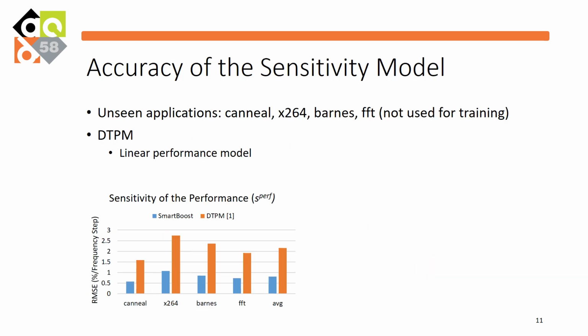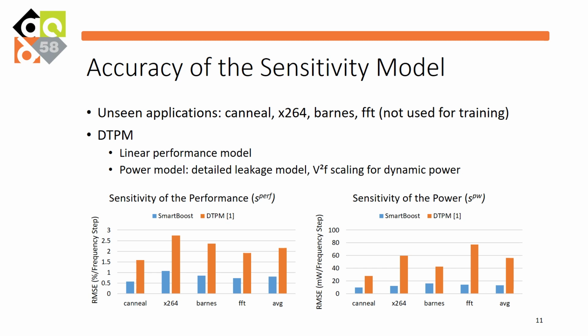Both DTPM and SmartBoost use performance and power models. We evaluate the error of these models to obtain even further insights. 4 applications from Parsec and Splash have not been used for training and are used now to test the models. DTPM uses a linear performance model, while SmartBoost uses a neural network model. This neural network model achieves a much lower prediction error, which is less than 1% per frequency step on average.